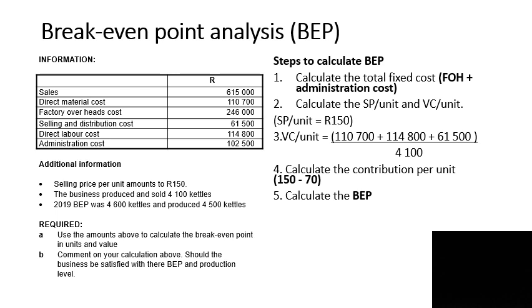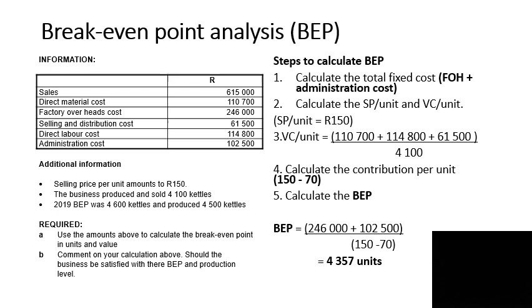Now let us calculate our break-even point. For this one, we already have the information that we are going to use. Our formula says total fixed costs divided by contribution per unit. Our fixed costs: factory overheads 246,000 plus administration 102,500, all divided by 150 minus 70.